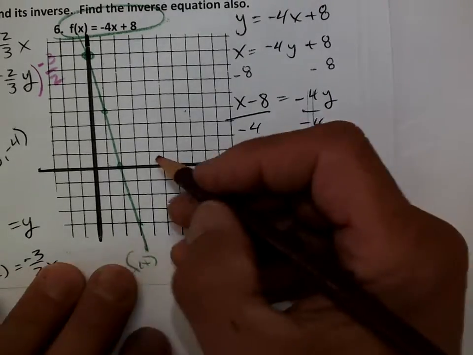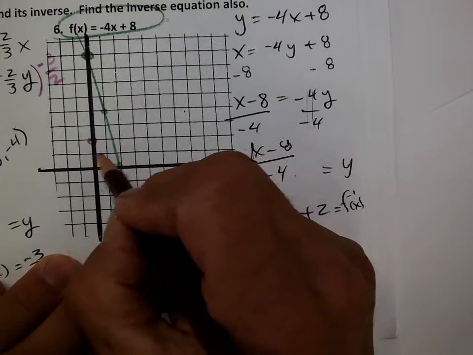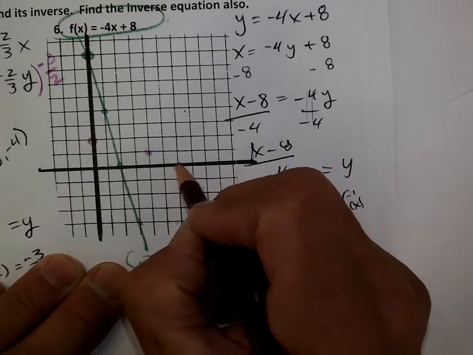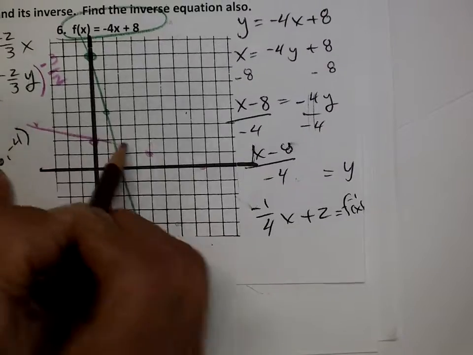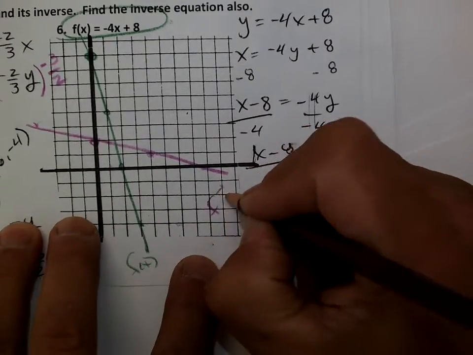Okay, so let's graph that one. That one's going to start at positive 2, right? And we're going to go down 1 over 4. Down 1, over 1, 2, 3, 4. Okay, and that's going to be my inverse there. Okay, f inverse of x.